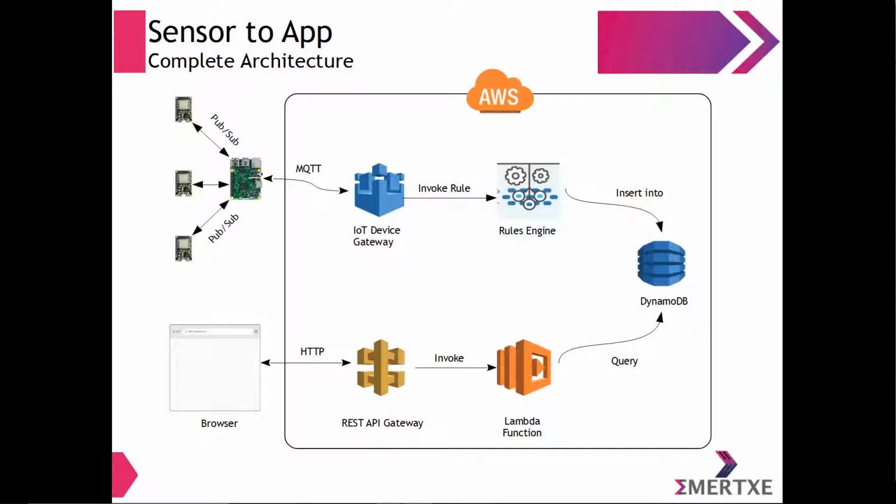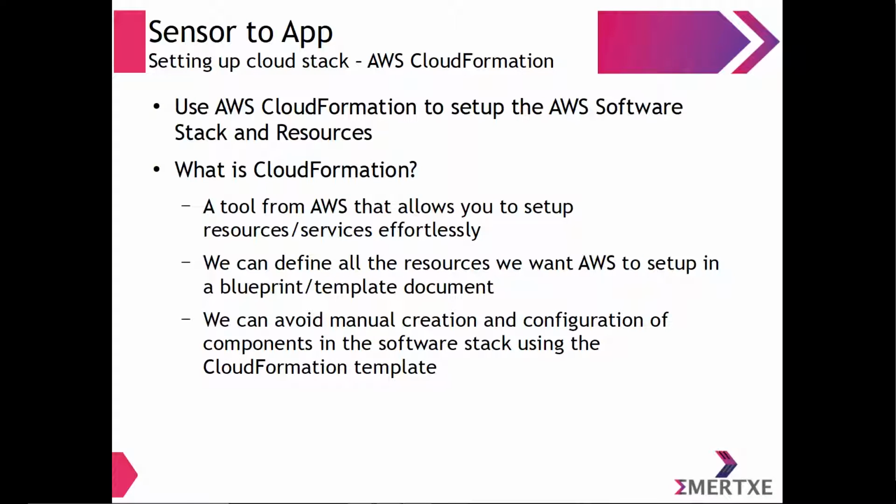Now, to implement this entire stack, we have two options available. The first one is a manual method wherein we select individual components from the AWS cloud, configure them, connect them, and test them individually. To do this, it requires a lot of manual effort. The second option is a better option wherein we can use the AWS CloudFormation service. We will use AWS CloudFormation to set up the entire software stack.